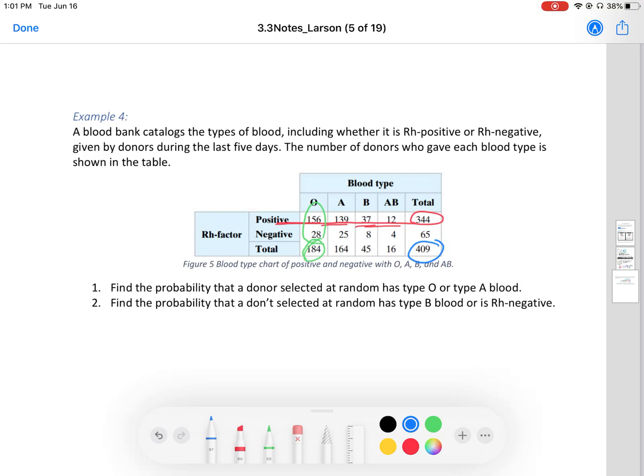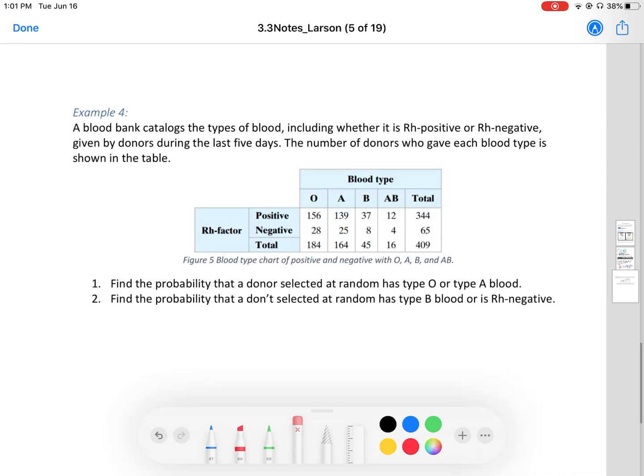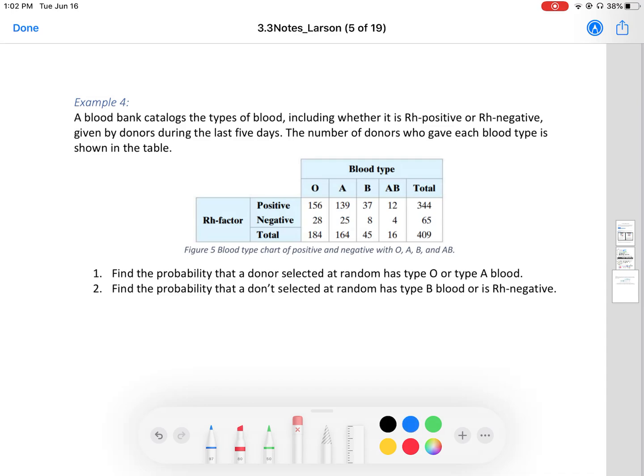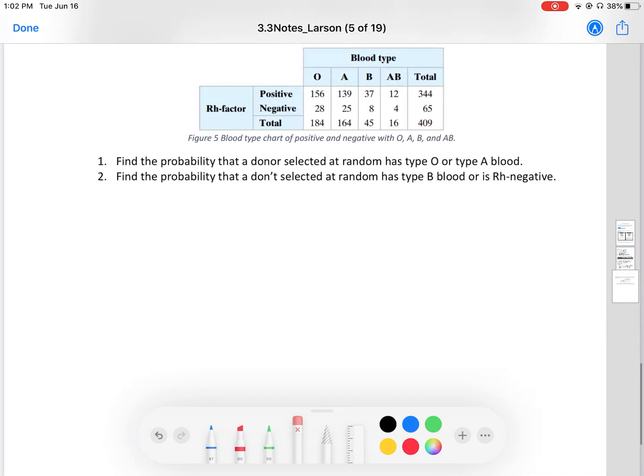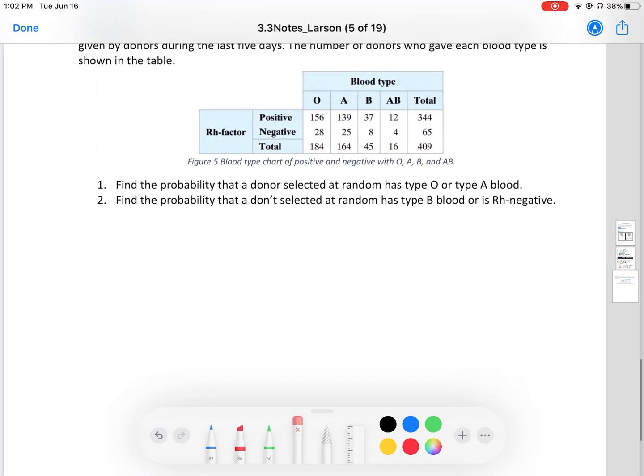Okay, now that we took a moment to analyze our graph, our chart, let's go ahead and answer the following questions. 1. Find the probability that the donor selected at random has type O or type A blood.